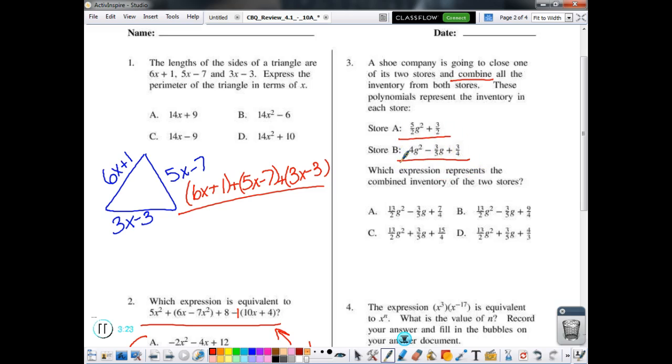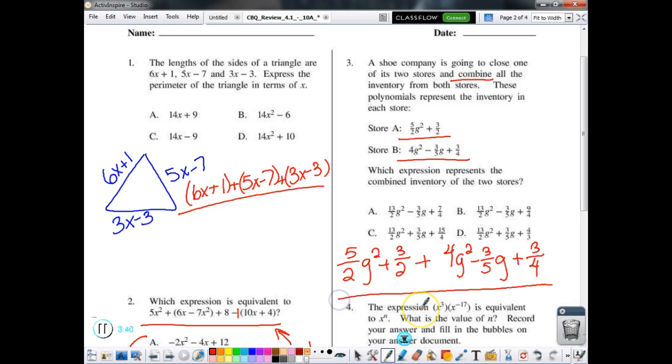So again, 5 over 2 g squared plus 3 over 2 plus 4g squared minus 3 over 5g plus 3 over 4. You have to type all of this in box 1, and then one at a time check your answer choices. Okay, this one, be careful with this one because this one's a little long, right? Especially with the dividing. And also, you're going to have to switch what? What do you have to change? G to X. Good. Okay, so do that real quick.